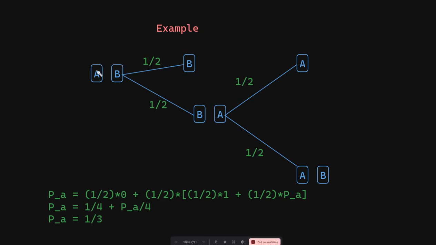P of A appeared on the left hand side as well as the right hand side, because this process is not finite. It can take a long time before all of the persons except one are eliminated from the game. So this is one method using which we concluded that if there are two persons playing the game, then the probability of the first person being the winner is 1 over 3. Now let us find out the probability of the second person being the winner.